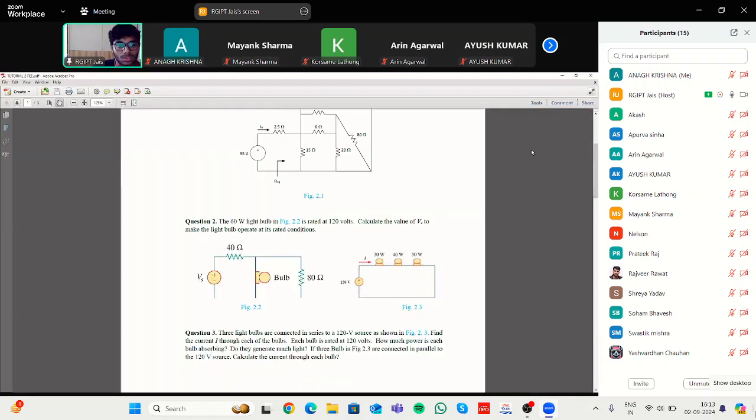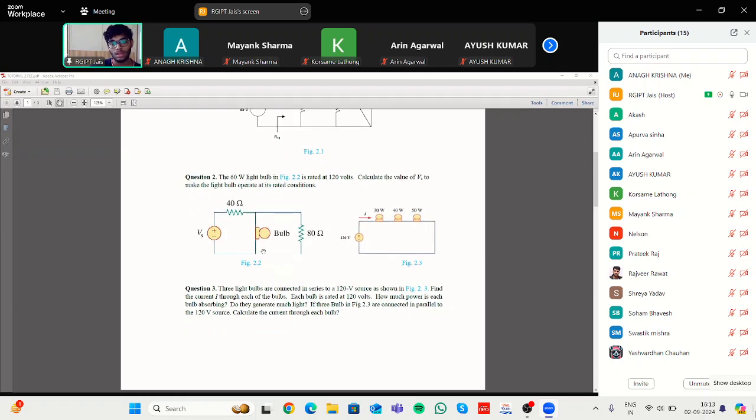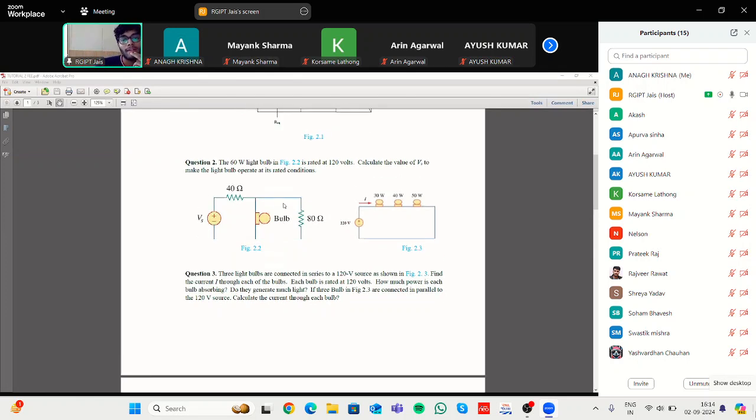So look into this question. The 60 ohm light bulb in figure 2.2 is rated at 120 volt. Calculate the Vs to make the light bulb operate at its rated condition. Once you try to solve this, if you got any answer, just post in the chat. I will be checking, and if it's not clear, I will solve this. Okay, I've got one answer already. Few more answers.